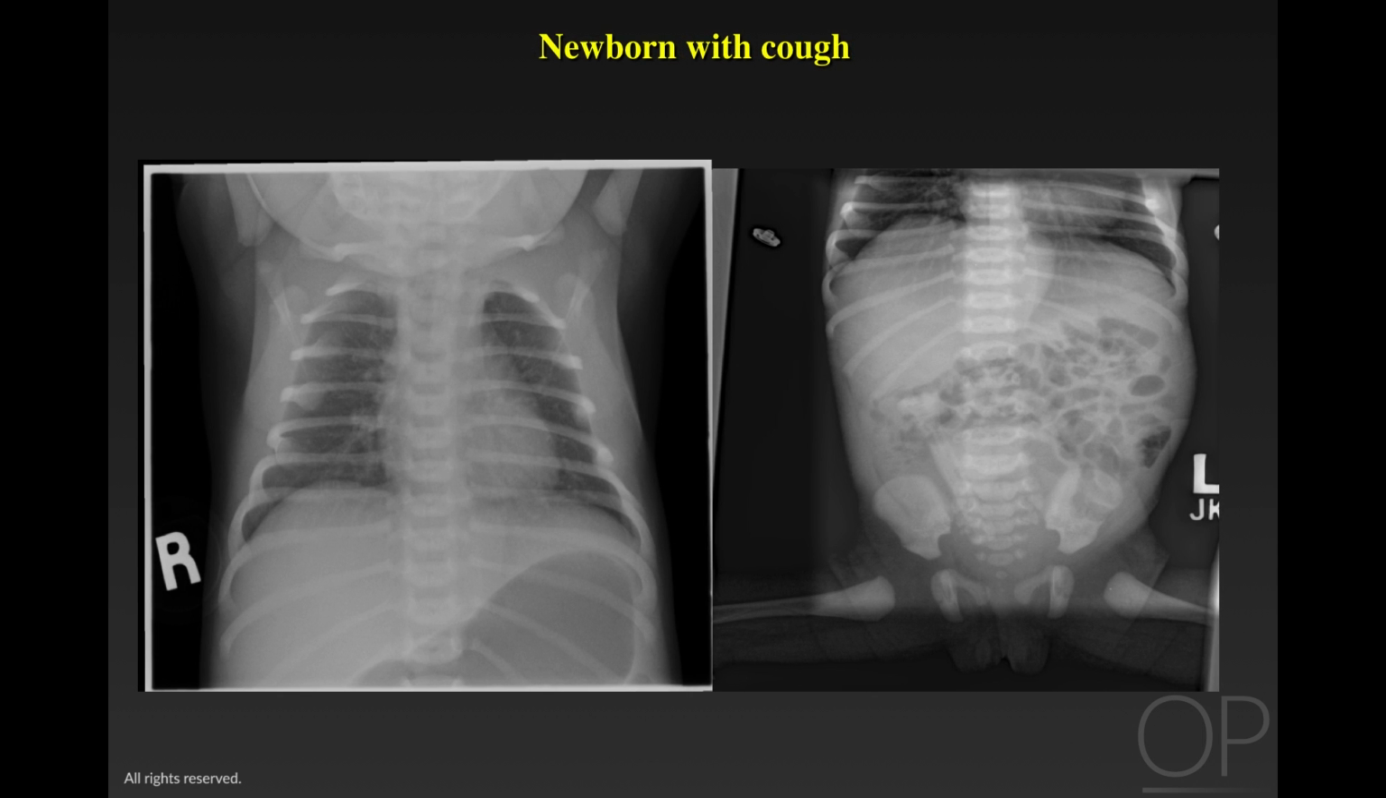Here we have a newborn with a cough and an incidental finding of a left paraspinal mass that is subtle on the chest x-ray but much more obvious on the plain film in a baby with neuroblastoma.